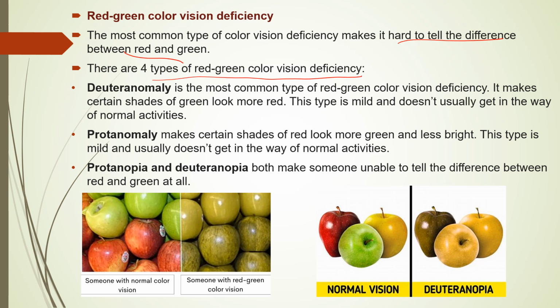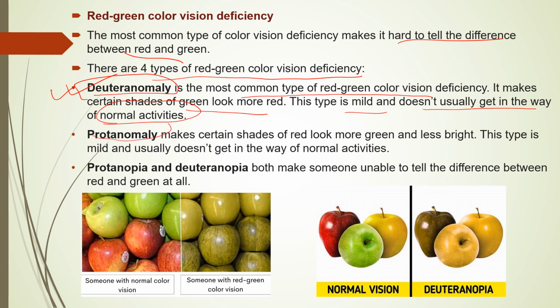The first one is deuteranomaly. That is the most common type of red-green color vision deficiency. So what is it making? It is making the green look more red. Shades of greens are looking more red. This type is mild and doesn't usually get in the way of normal activity. So this is a very mild type of color blindness. Minor shades of green look reddish in color, but they don't interfere in your daily activities.